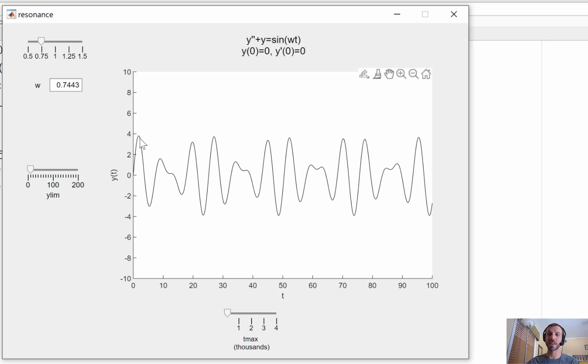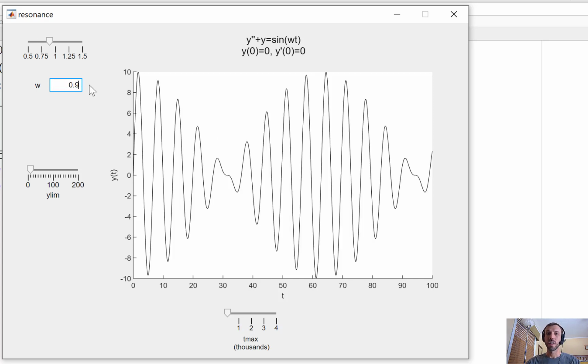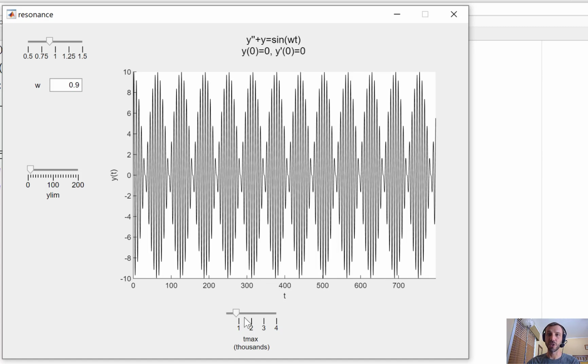As I increase omega towards 1, let me make a jump to around 0.75 to begin, we can see that the size of the maximum amplitude starts to grow as these beats get a little bit more irregular and the dips become a little more infrequent. Increasing omega even further to 0.9 leads to beats that have a maximum amplitude of around 10.